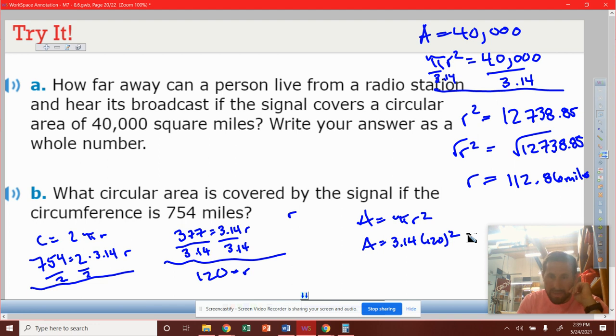So again, I don't have a calculator fancy enough. Well, I guess I do. We have 120 squared. You have to do that first. So that's 120 times 120. And then you multiply that by 3.14. So you get 45,216 miles squared.